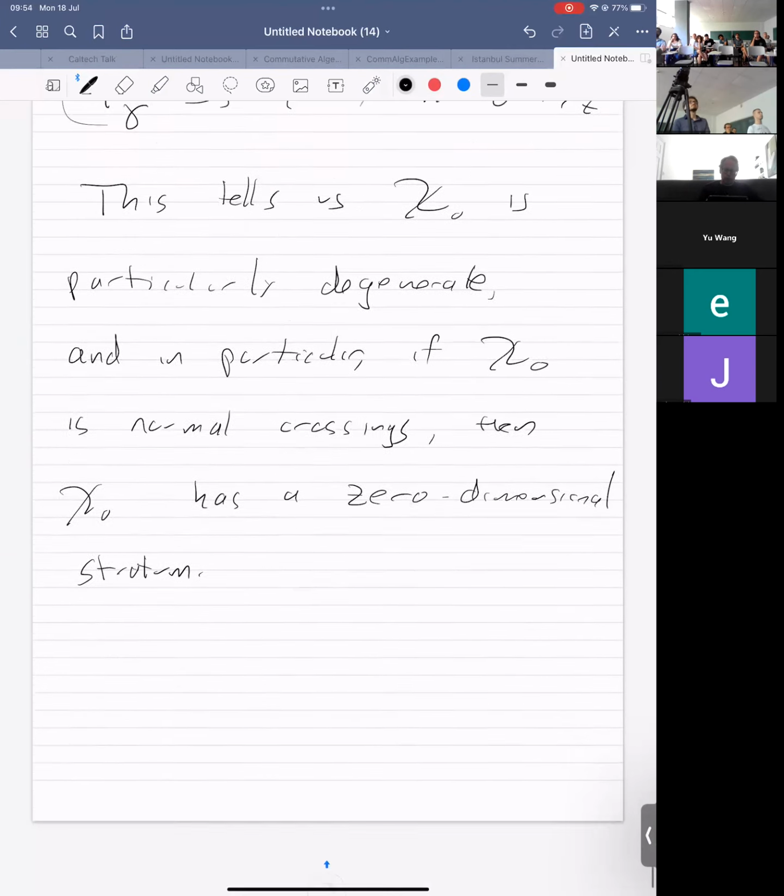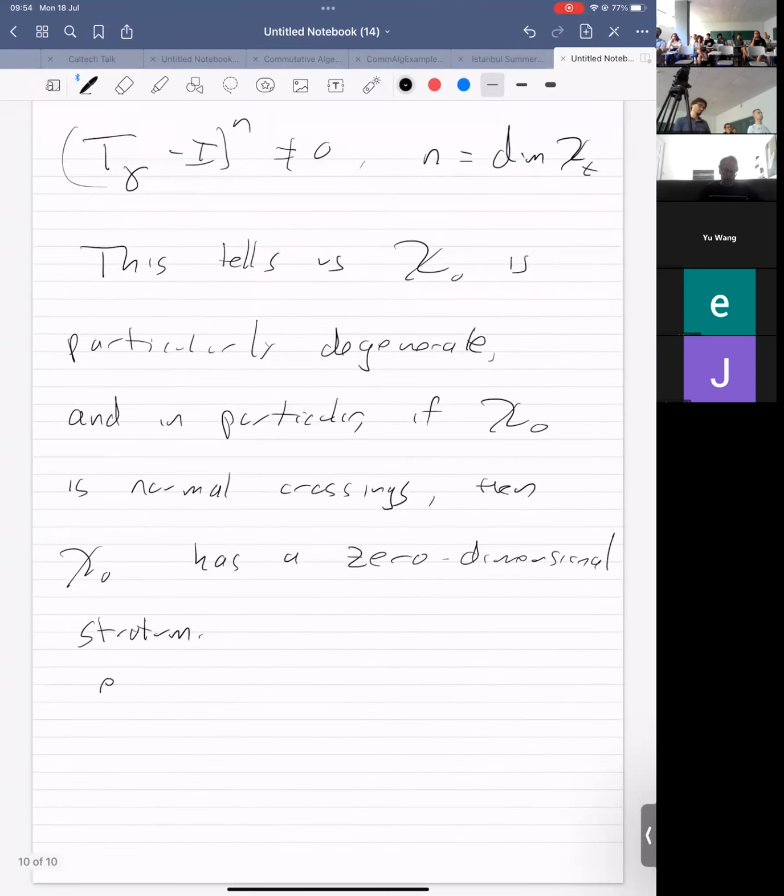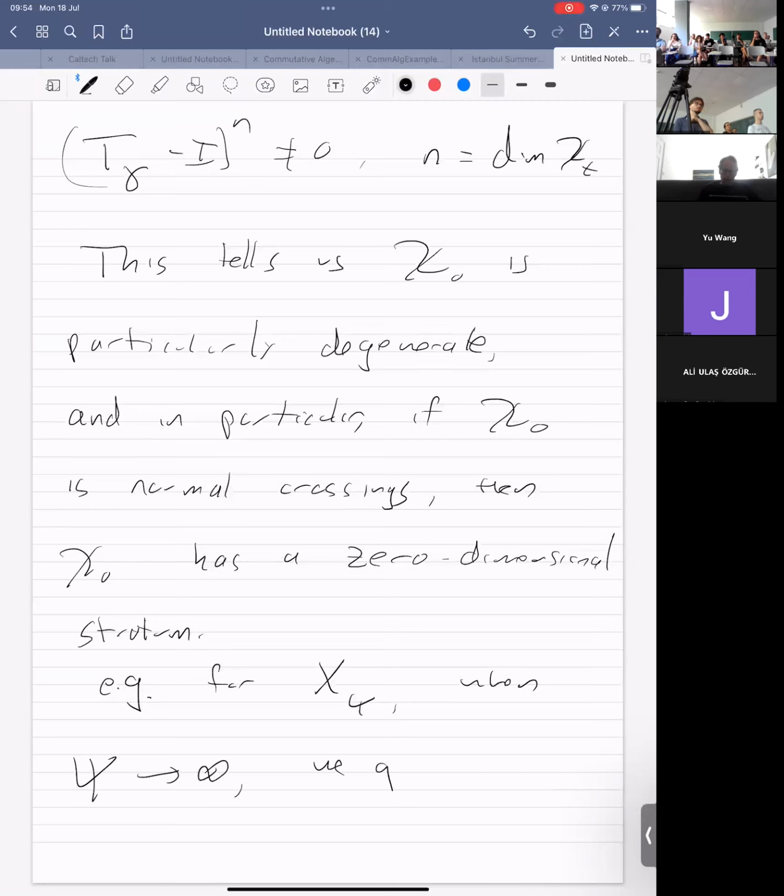Okay, so a typical example is one we've already seen, e.g. for x psi, when psi goes to infinity, we get the central fiber given by X0, product of the variables being 0. So that's a union of 5 P3s. And if you intersect 4, then you get a zero-dimensional. You get a point.